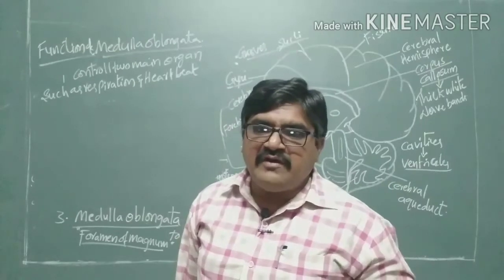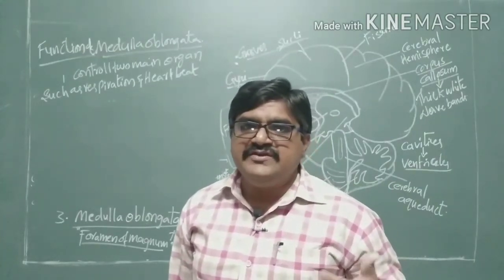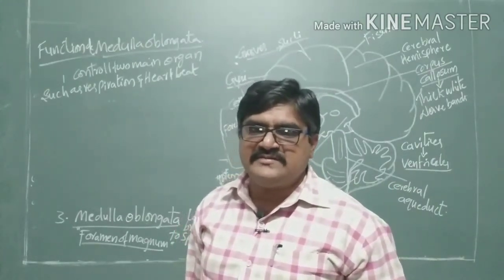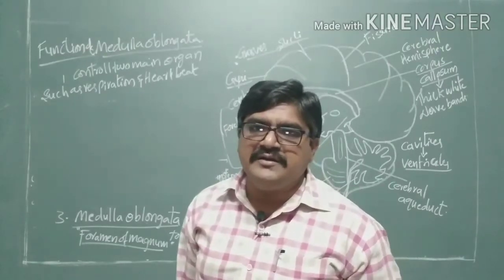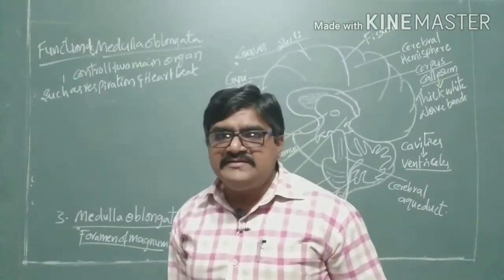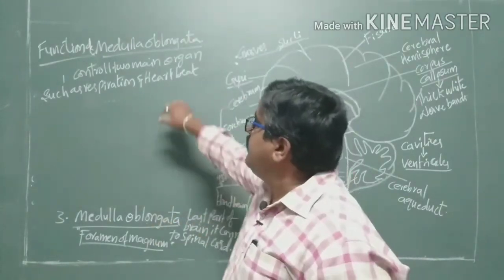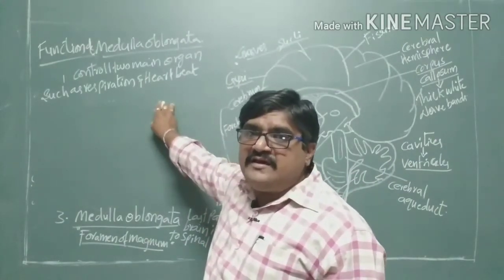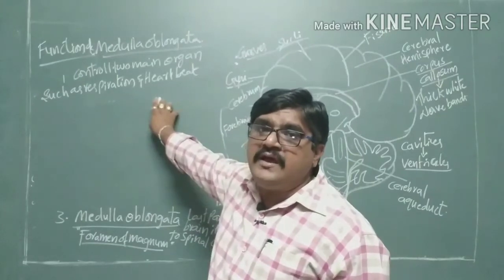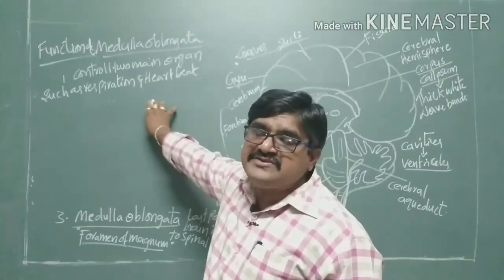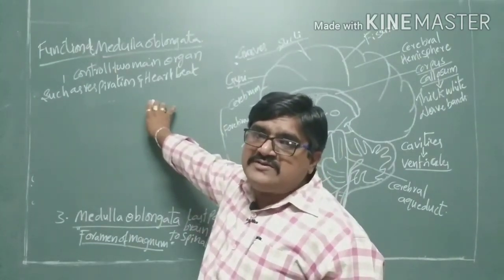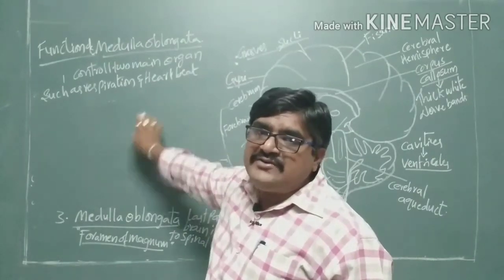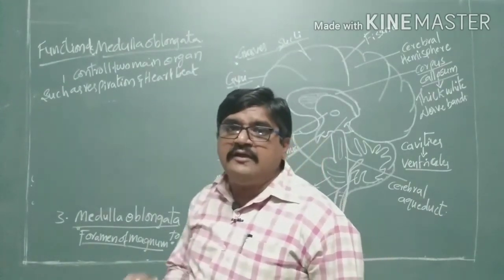For example, if severe accidents take place, we say that the person is dead on the spot. Spot dead means the medulla oblongata is damaged. When the medulla oblongata is damaged, it can no longer control the two main organs, respiration and heartbeat. So when respiration and heartbeat stop, it leads to the death of an organism.